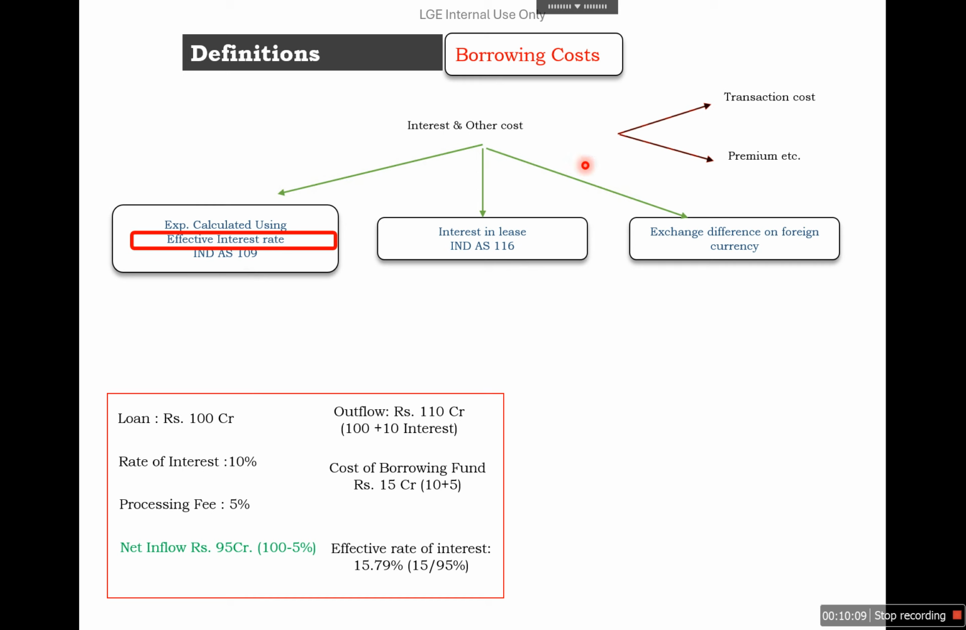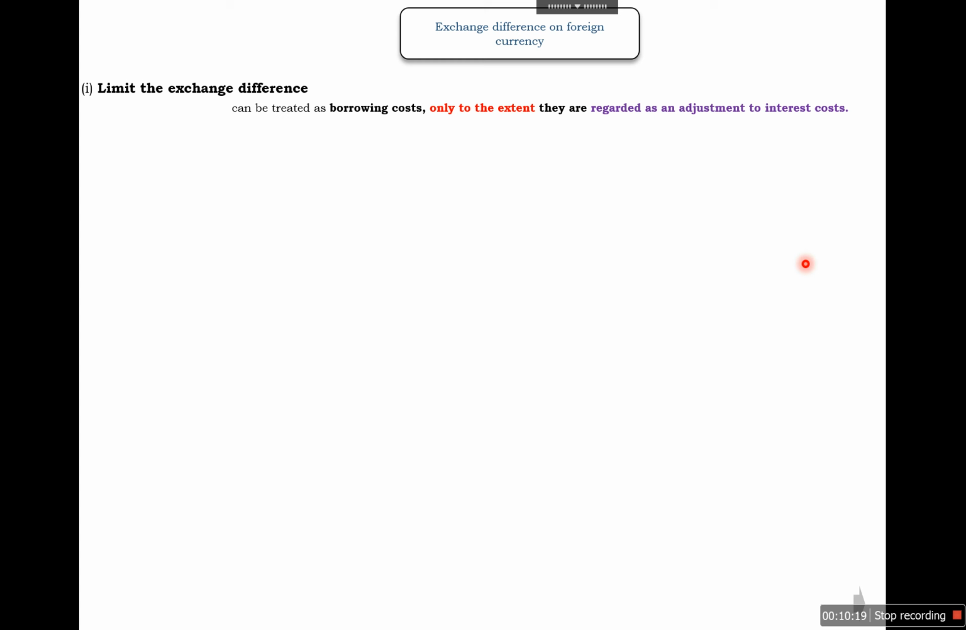Borrowing cost includes the exchange difference on foreign currency. So what is the meaning of exchange difference on foreign currency? Exchange difference on foreign currency can be treated as a borrowing cost only to the extent it is regarded as an adjustment to the interest cost. So exchange difference on foreign currency, to the extent it is regarded as an adjustment to the interest cost, will be treated as a borrowing cost.